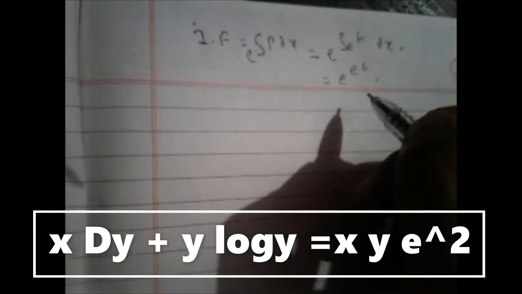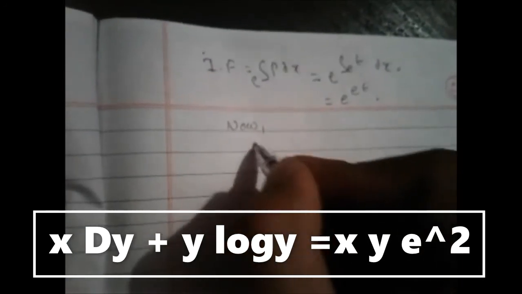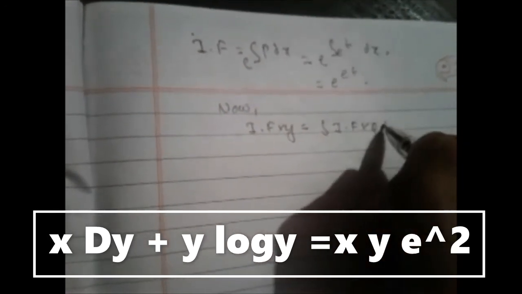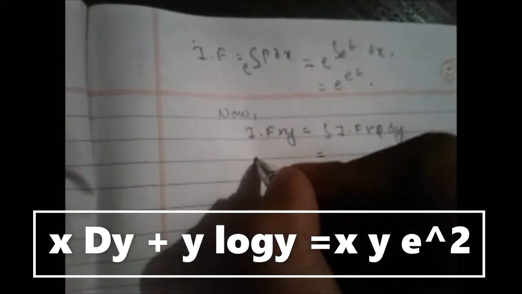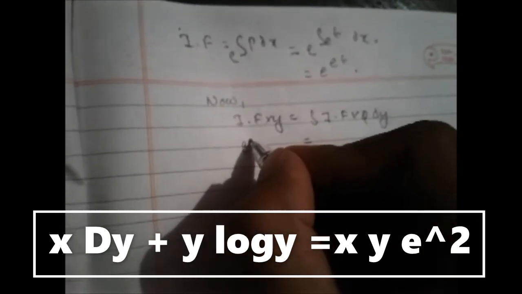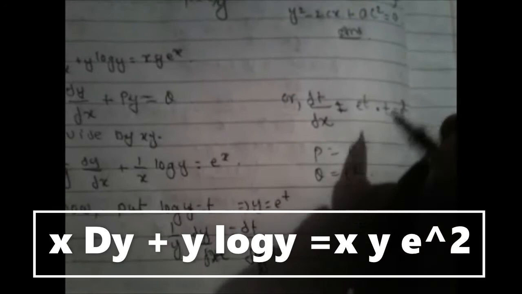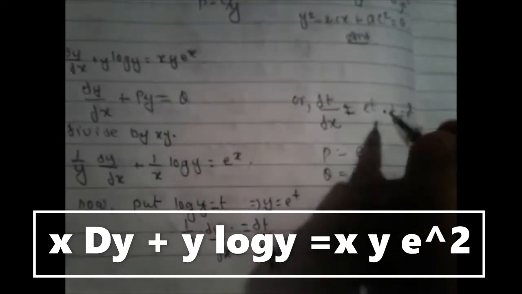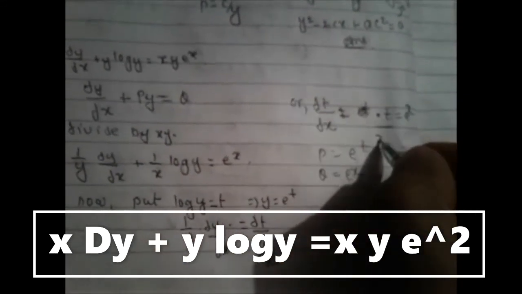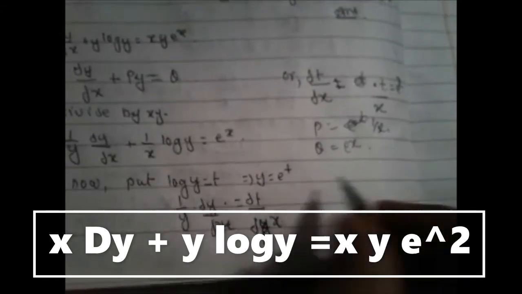Now what we do, integrating factor into y is equal to integration of integrating factor into q dx. Sorry, here we should have e to the power t, 1 upon x is missing, 1 upon x t, log y is replaced by t upon x. So p is equal to 1 upon x, q is equal to e to the power x.